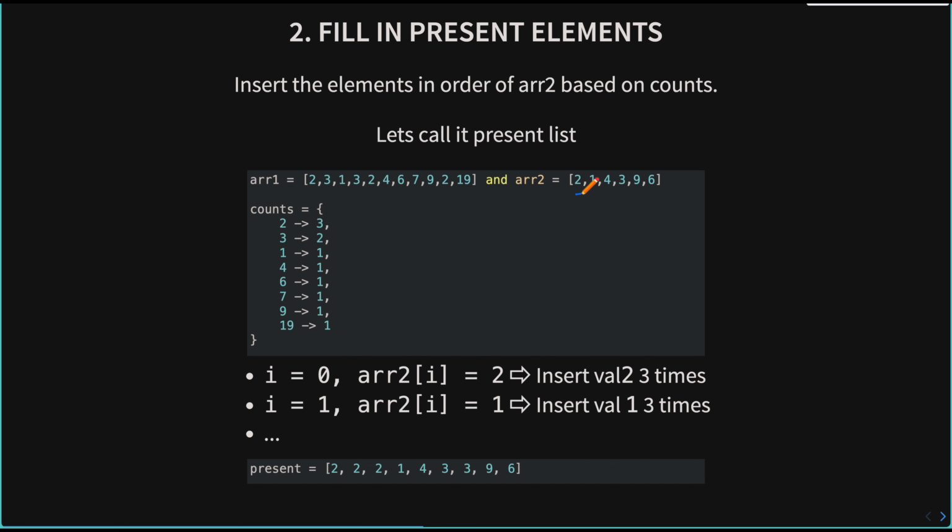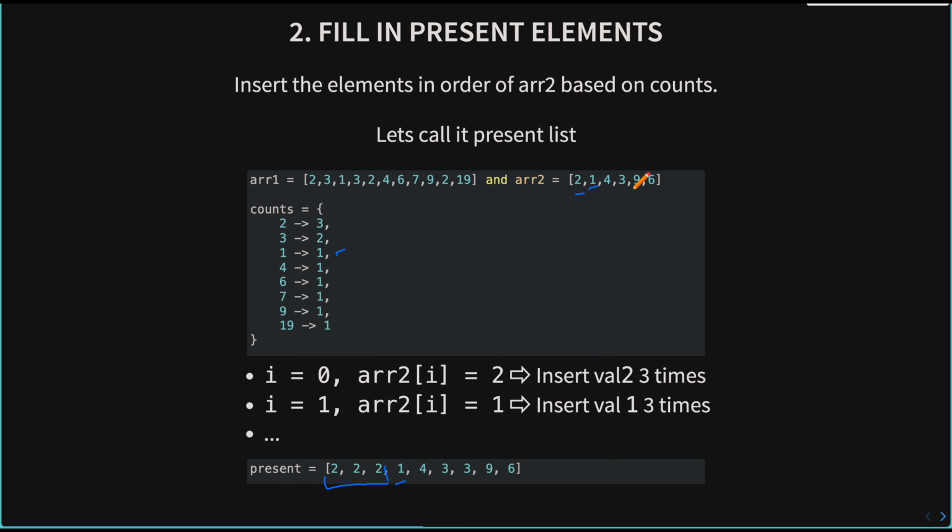So for example, the first element is 2. So we see that 2 occurs 3 times. So we will create a present array, because all these elements that we are now adding are present in array 2 as well as array 1. First three elements were 2 that we added to the list. Now the next element in array 2 is 1 and 1 occurs only once. So we will just add 1 to the present array.